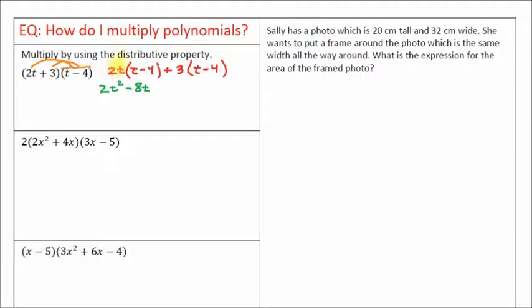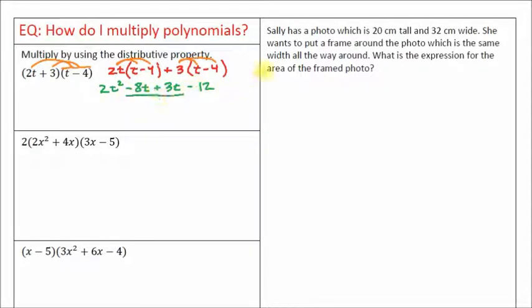Let's draw our line so you see this. Now I'm multiplying these two terms and these two terms, and I'm going to multiply the 3 times the t and the 3 times the negative 4. So we've got 3 times t is just 3t, and that's going to be positive because we have a positive here. And then positive 3 times negative 4 is actually negative 12. And now we have multiplied our monomials times our binomials.